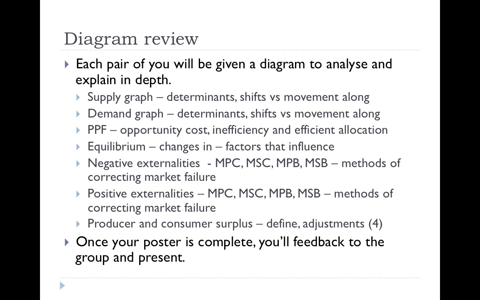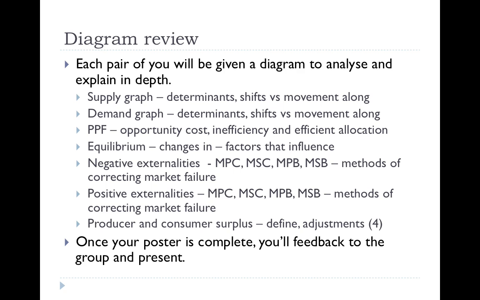These are the diagrams that I've suggested all my students need to know. At the very least, these ones you need to have mastered. Supply: determinants, shifts, and movement. Demand, same. PPF: demonstrate how opportunity cost can be reflected in the PPF. What's inefficient? How can you show that? What's efficient? Show a point that's unattainable. Show a point that is attainable.